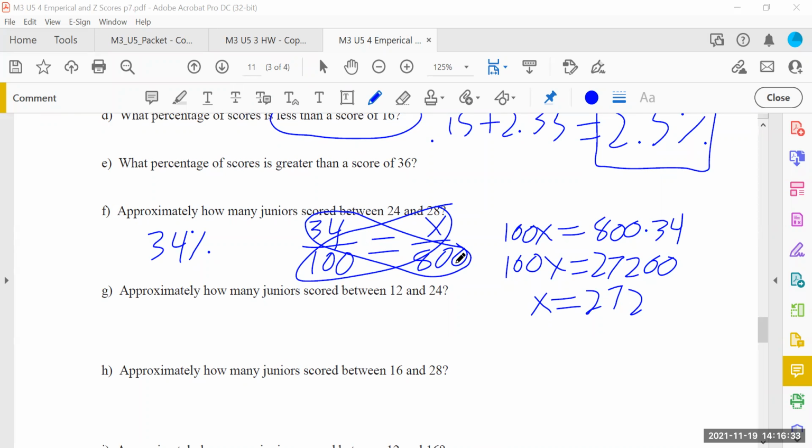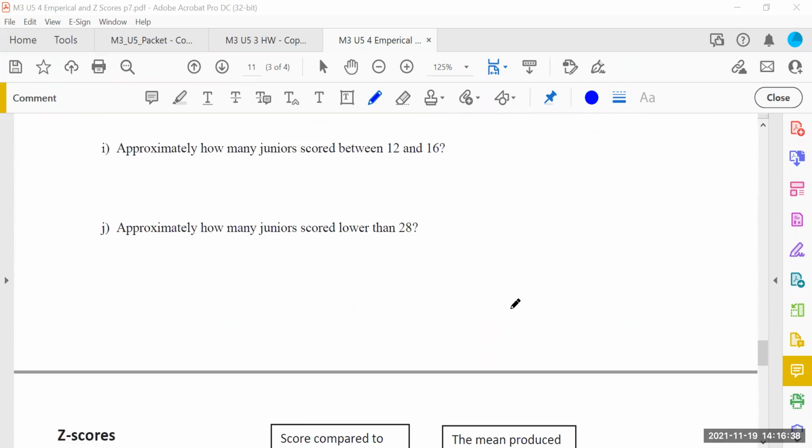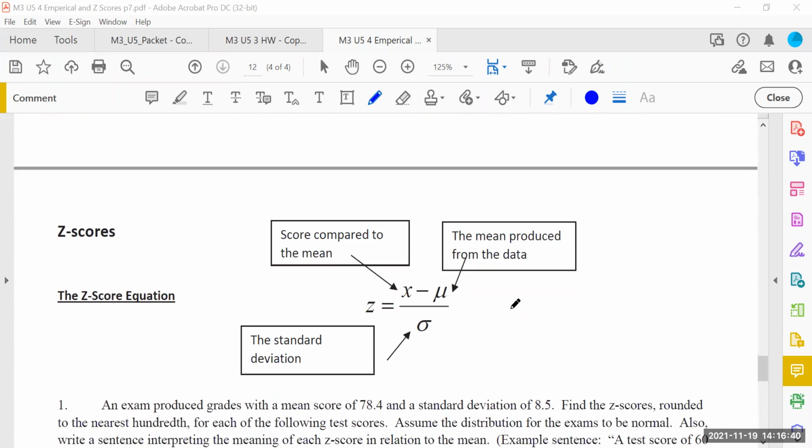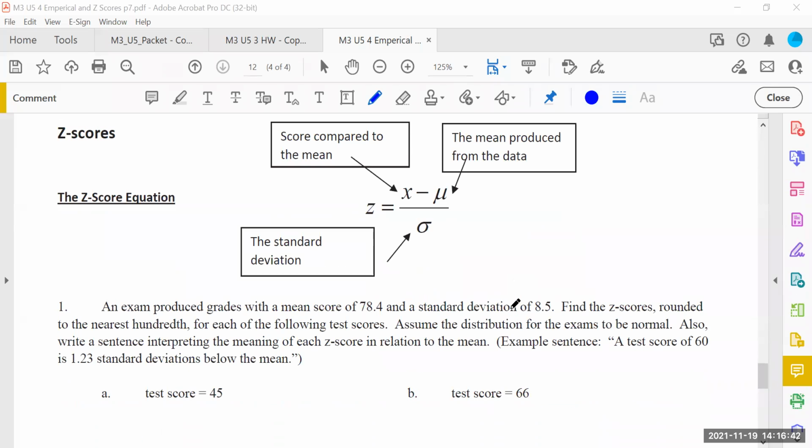That's okay, just draw an arrow. That's going to confuse me, but for now, go ahead and leave it. And let's look at the very last section. So the last page of your notes, Z-scores.